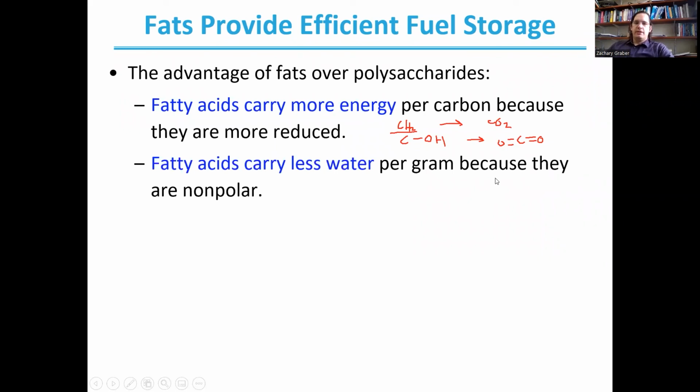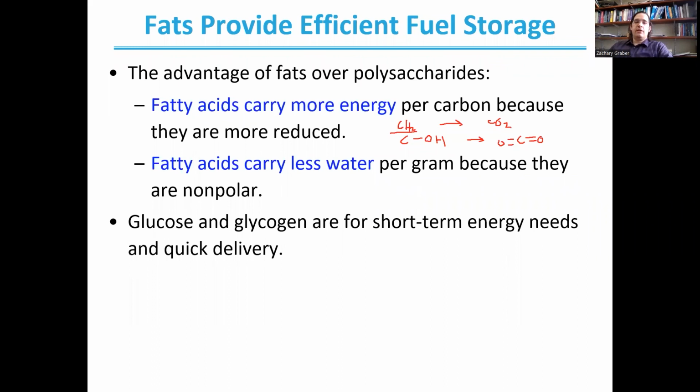The second key advantage of our fats over polysaccharides is that our fats carry less water per gram, right? Because they're nonpolar, they'll tend to just cluster by themselves and exclude water from our fat storage. On the other hand, when we store sugars, they'll actually have water bound up with those sugars, forming hydrogen bonds to our sugar molecules. So our sugar molecules will always be stored with water, whereas our fatty acids are stored without water, just by themselves in fat droplets.